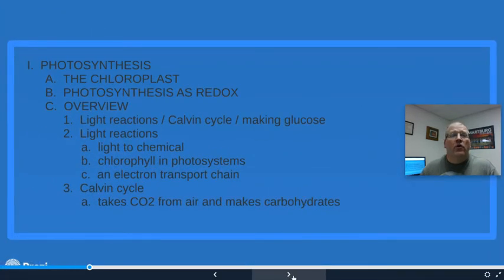Let's take a look at an overview of photosynthesis. We have two processes: the light reactions, the reactions that require light, and the Calvin cycle. The Calvin cycle you might see in some resources referred to as the light independent reactions. And then lastly, we're going to make glucose from the materials from the Calvin cycle.